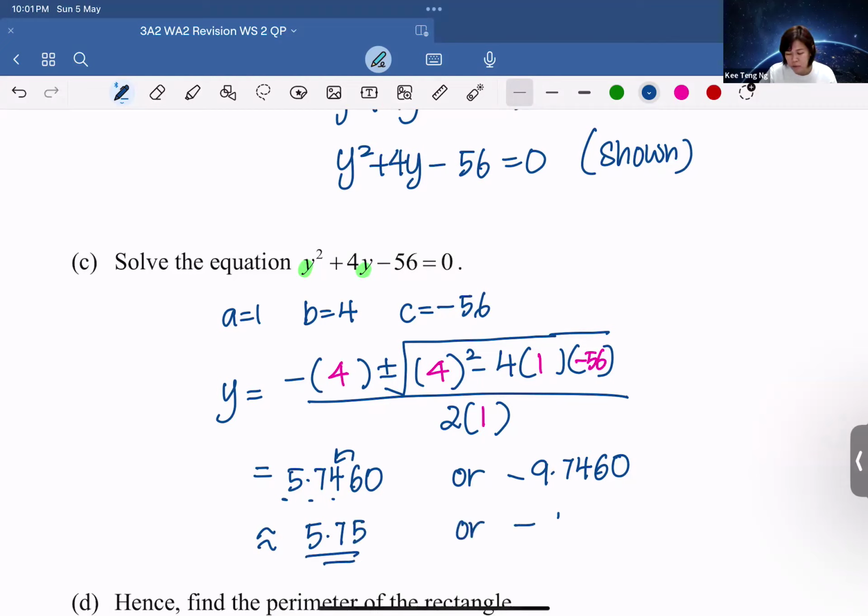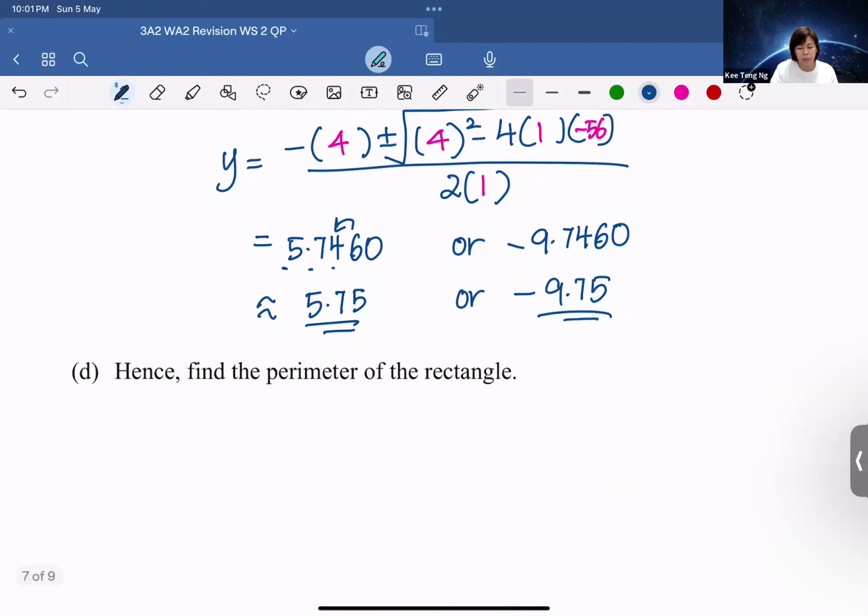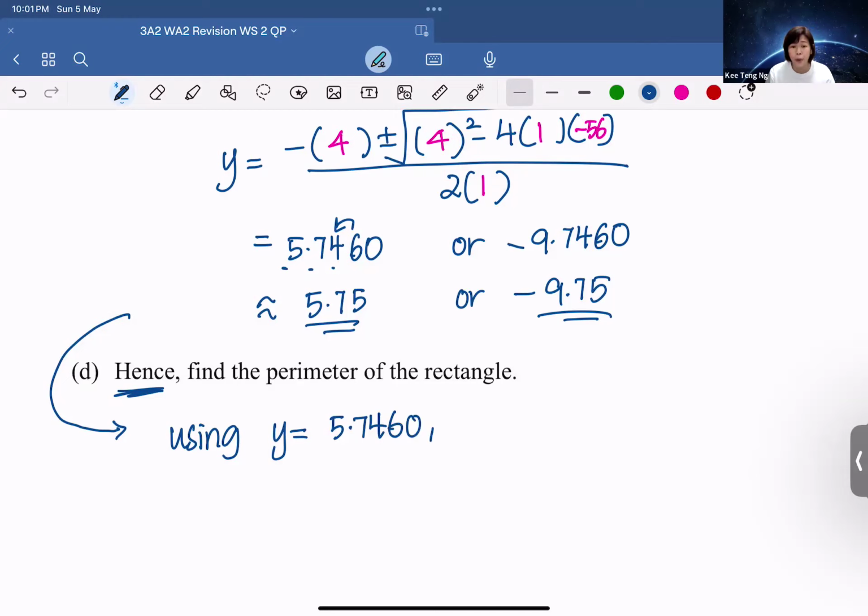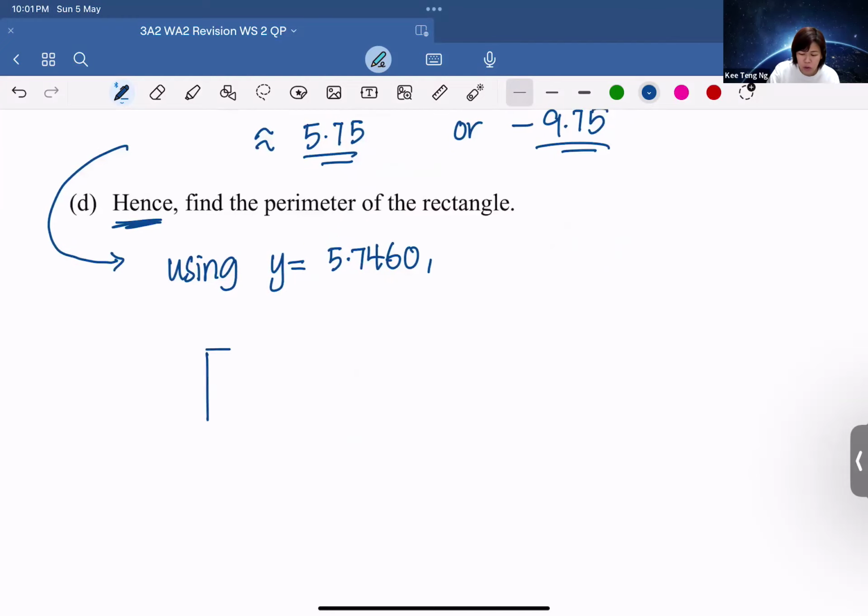Or negative 9.75. Have you gotten the answer? Next, hence find the perimeter. What does hence mean? Meaning I need to use the answer above. Let's take a look at y. Remember, y is the length. Can we have negative length? So in this case, y will be the value 5.7460. So using y equals 5.7460, find the perimeter of the rectangle.